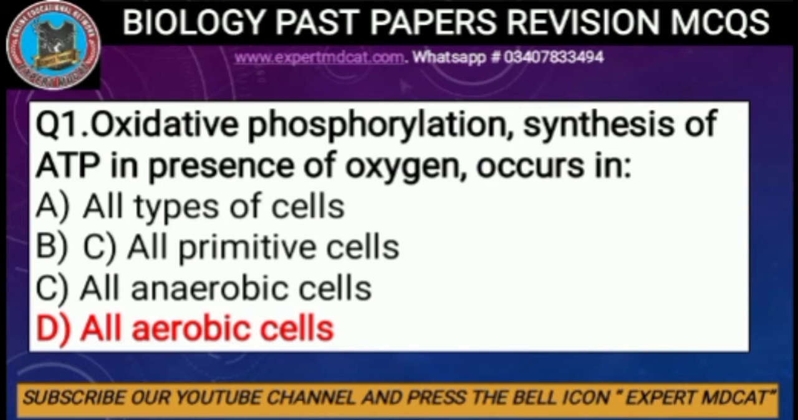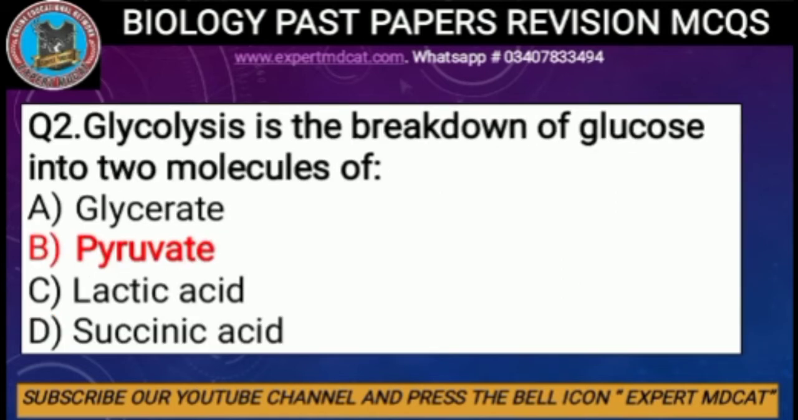Question number 2 is: glycolysis is the breakdown of glucose into two molecules of pyruvate. This is the simplest one. So the correct option is B, that is pyruvate.